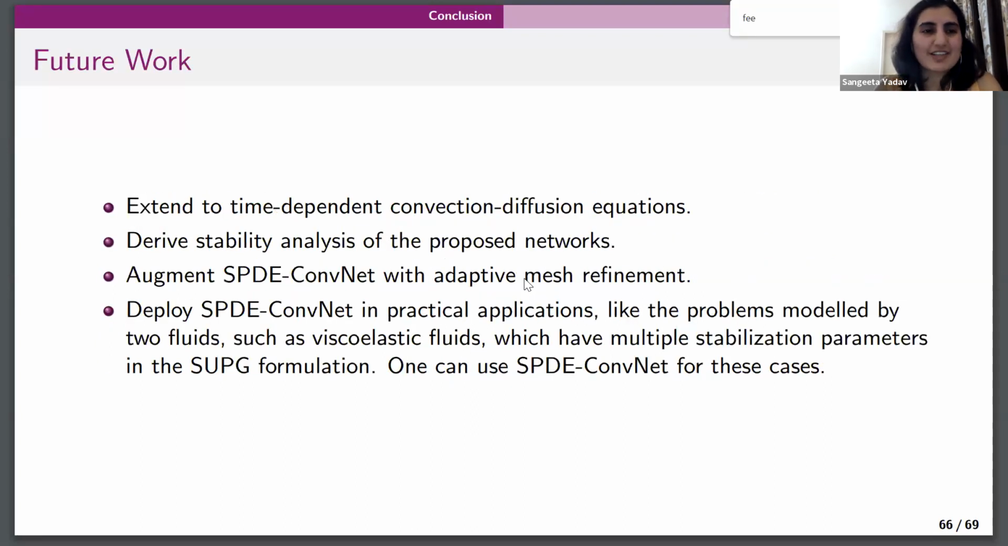I'm open to questions if there are any, and these are the future work which can be done beyond what I have done in my PhD. Someone can extend this work to the time-dependent convection diffusion equation, and they can derive the stability analysis for the proposed networks. They can also augment the SPD ConNet scheme with adaptive mesh refinement, and these proposed schemes can be deployed for different problem cases like two fluids, viscoelastic fluids, or a multiple stabilization parameter case.